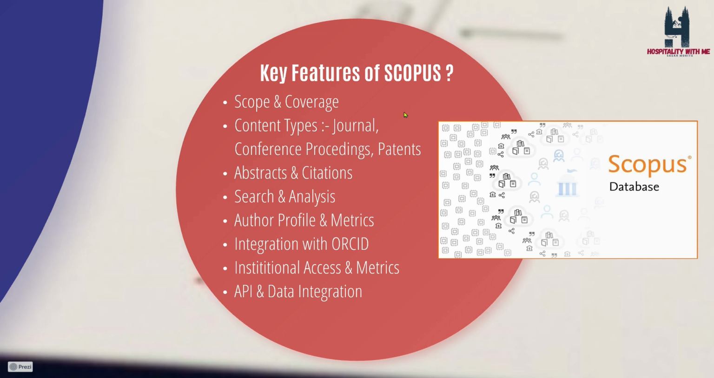Institutional access and metrics. Many universities and research institutions have access to Scopus, allowing their researchers and faculty to benefit from its features and content. Scopus provides institutional metrics that enable universities to assess their research output and impact on a global scale. API and data integration. Scopus offers APIs, application programming interfaces, that allow developers to integrate Scopus data into other applications and platforms for customized analysis and visualization.